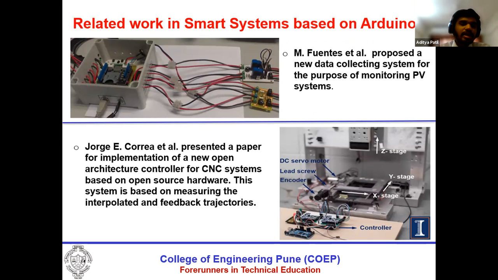So here we can see M. Fuentes and his co-authors proposed a new data collection system for the purpose of monitoring solar PV systems. The parameters they chose for the system were voltage, current, power, and temperature, using temperature sensors, voltage sensors, and current sensors, interfacing them with the Arduino board and using a C program to collect the data through these sensors. Here we can see their data acquisition system.